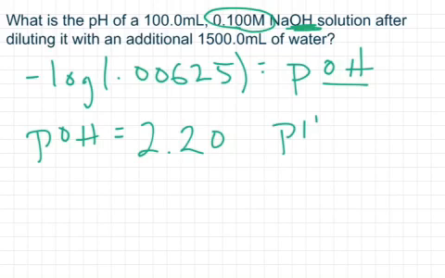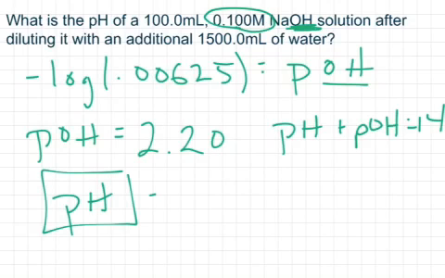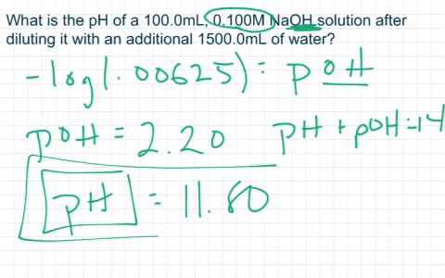The pOH is 2.20, and then of course we have to remember pH plus pOH is always 14, so that means that our ultimate goal, which was to find pH, is to subtract the 2.2 from 14, and the pH of our solution would be 11.8, which again makes sense. We're looking at a strong base and that's a relatively high number.